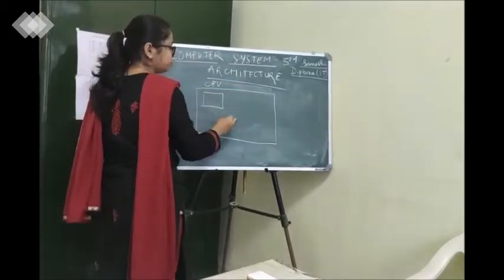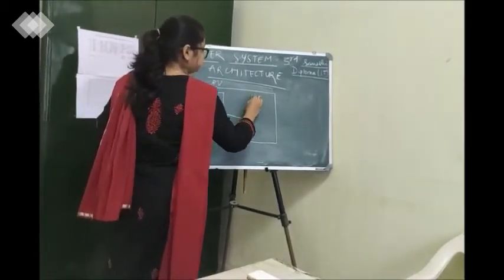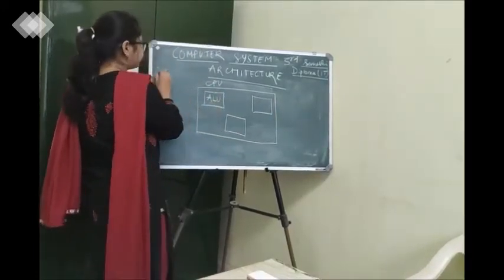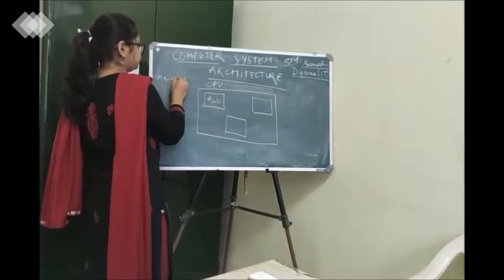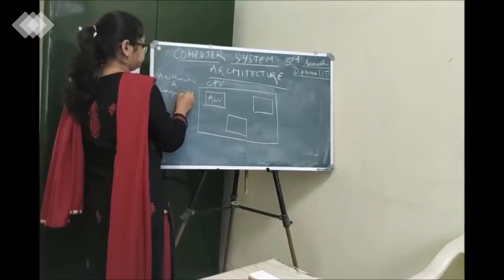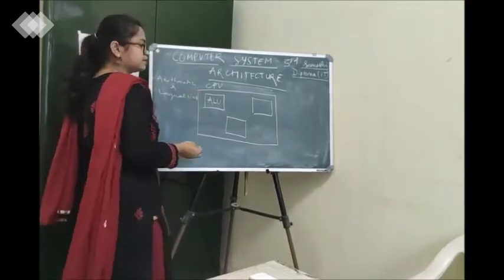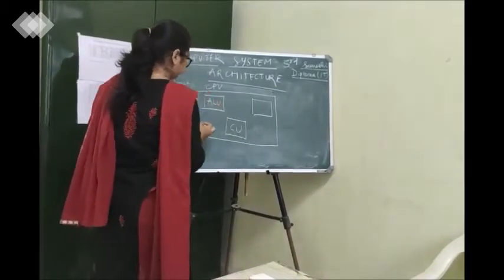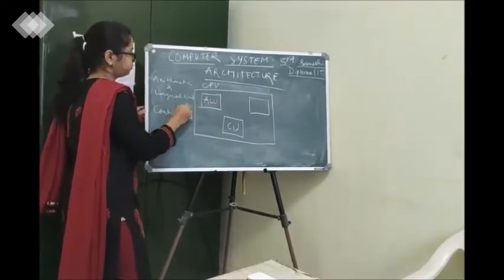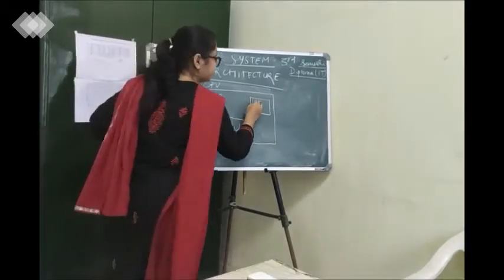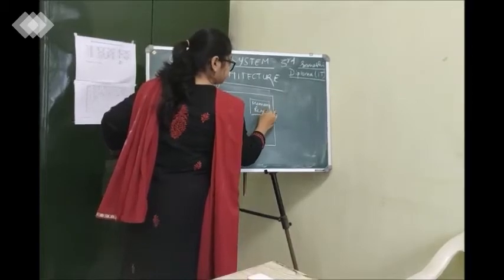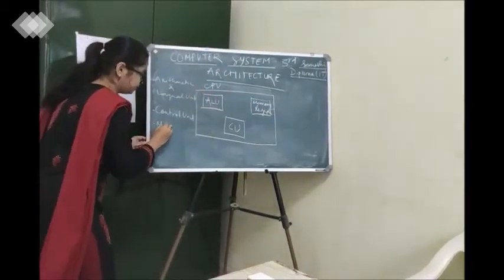The CPU consists of three major things. The first one is the ALU, the arithmetic logical unit. Arithmetic and logical unit. Secondly, we have the control unit, the CU. And thirdly, we have memory registers.